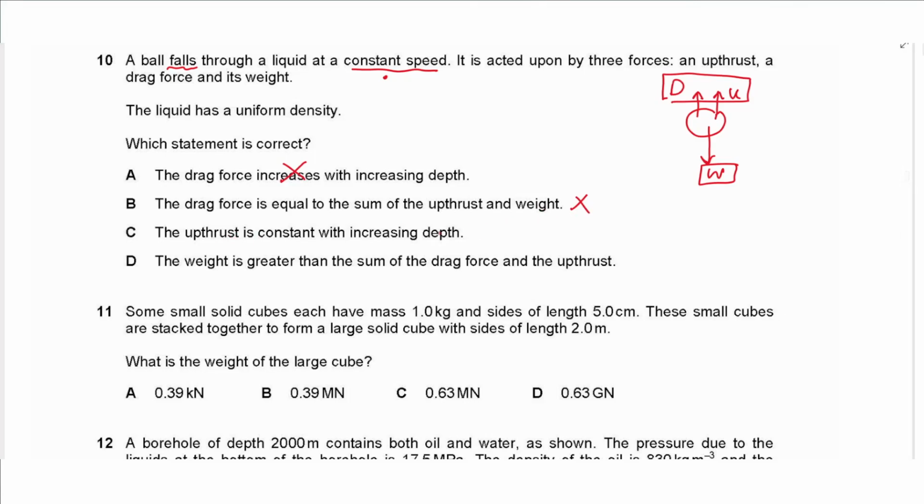The upthrust is constant with increasing depth. Yes, because the upthrust is calculated as rho vg, and the density of the liquid, the volume submerged of the object, and the gravity field strength are all constants, so this would be constant, so the answer is C.